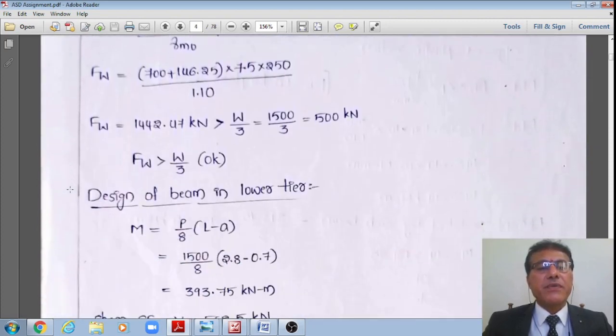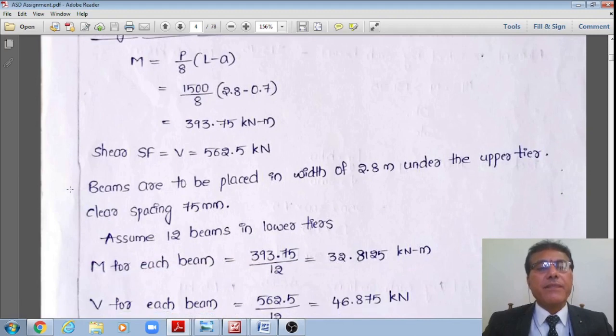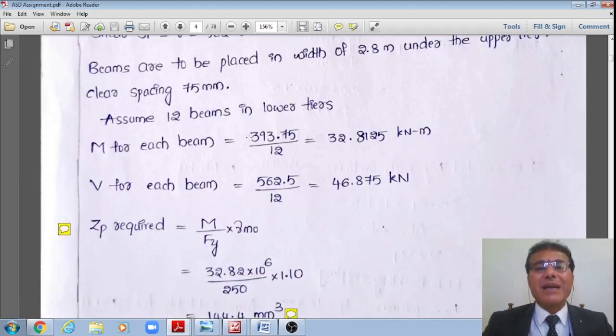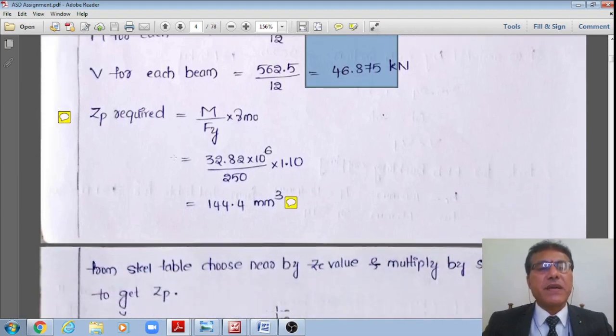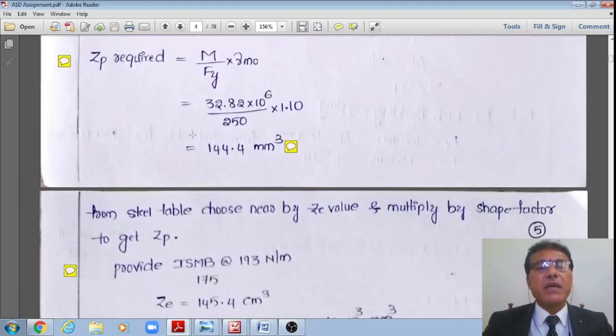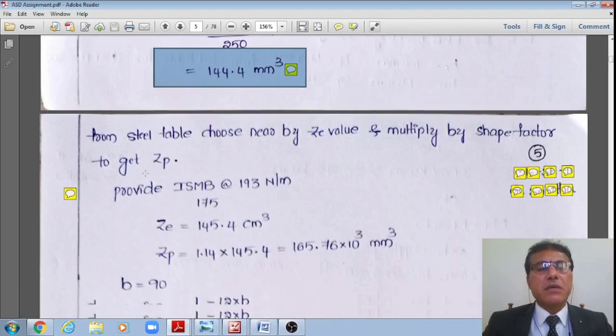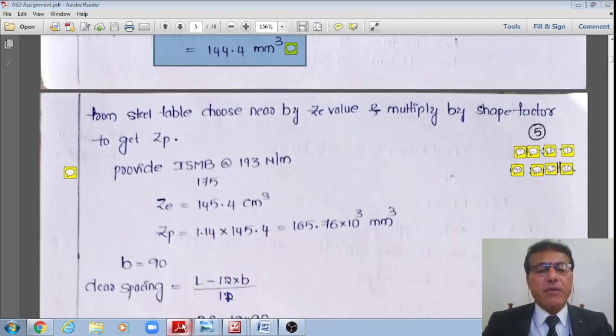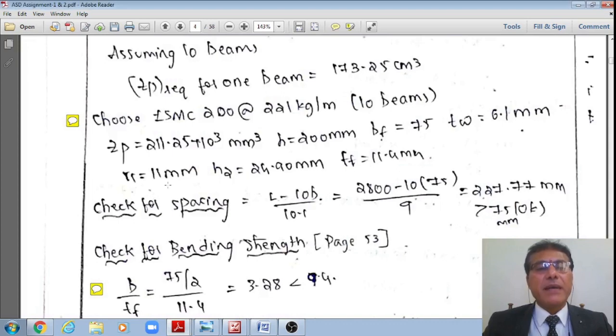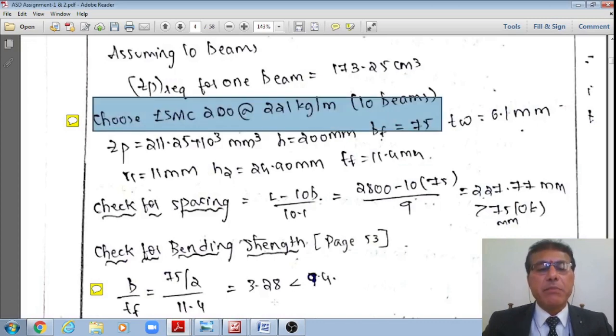However, coming to the lower tier, there we have analyzed, and we got the same design forces, factored bending moment as well as factored shear force. We also got the same plastic section modulus. However, we have provided there ISMC. Let me go back. That is, we have provided ISMC 200 at the rate of 22.1 kg per meter, 10 beams.